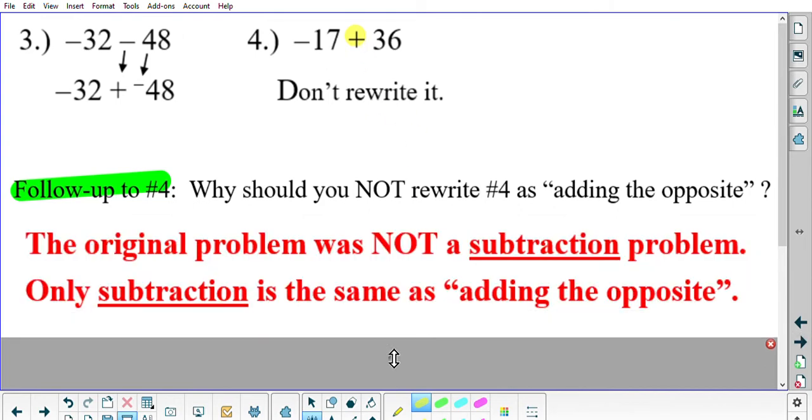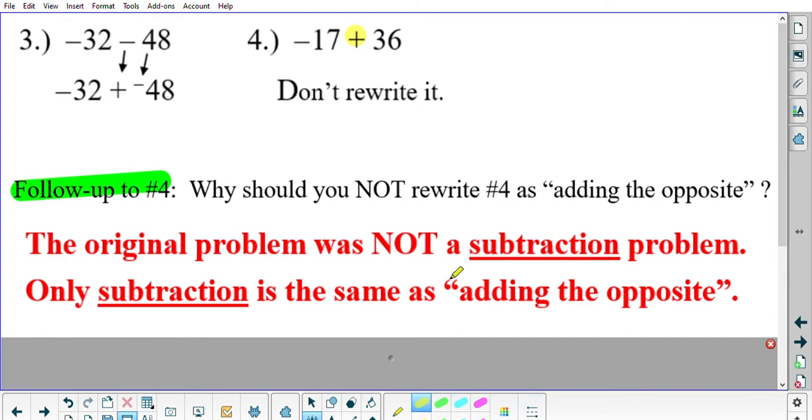So, you should have somehow explained this in your own words. The original problem was not a subtraction problem. Only subtraction problems should become adding the opposite, because only subtraction problems are the same as adding the opposite, not addition symbol problems. Moral of the story, don't ever rewrite addition symbol problems. In fact, I'll go even further. Don't rewrite multiplication problems. Don't rewrite division problems. The only problems that we are rewriting are subtraction problems to become adding the opposite.